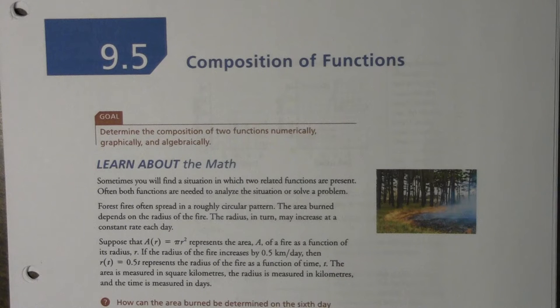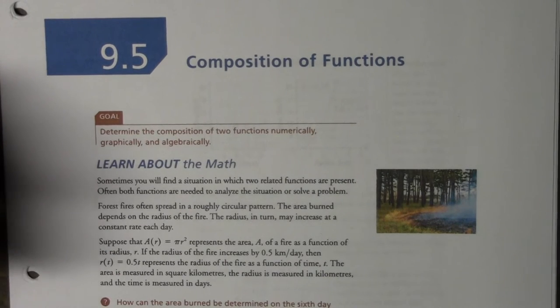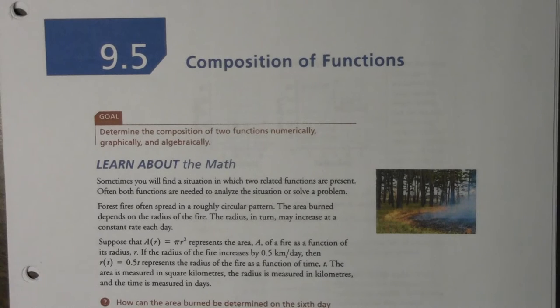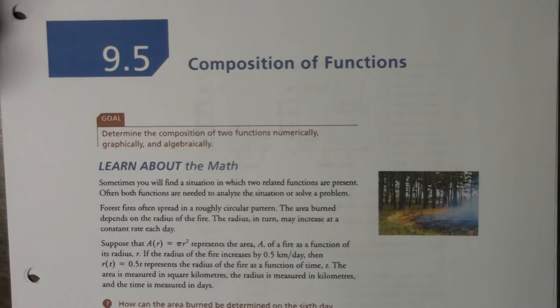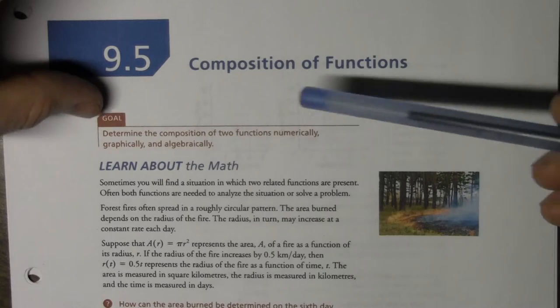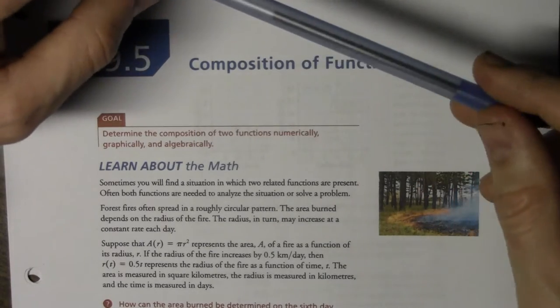So if you can imagine one function, let's say, is x plus 1. So f at x equals x plus 1. And you can imagine another function, g at x is equal to just x. So now we're taking the x plus 1 and we're putting it in the x value of the second function. Okay, that's just a very brief explanation of what we're doing today. So determine the composition of two functions numerically, graphically, and algebraically.